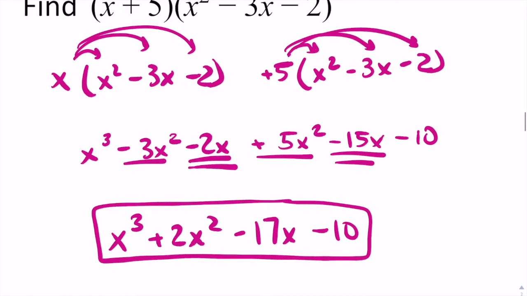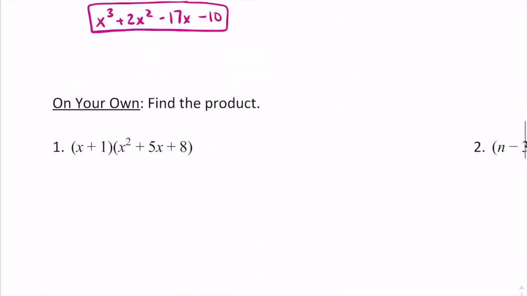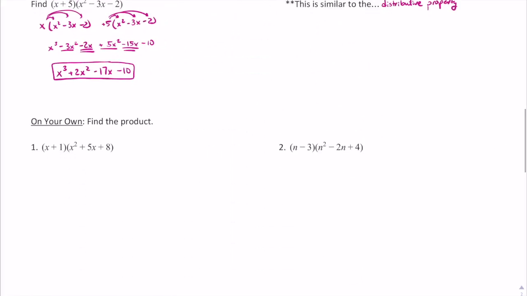Okay, so follow the steps. I would split the binomial apart and distribute it to my trinomial, and then combine like terms at the end. When you do that, why don't you work on these last two on your own, and that is it for today's lesson. If you have questions, feel free to ask me the next day.